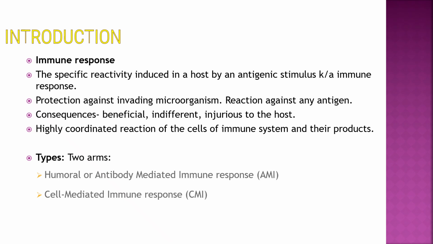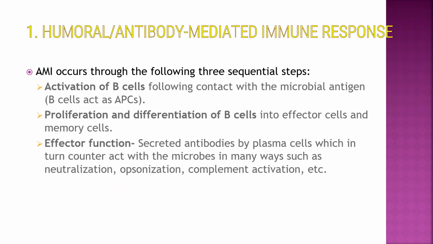There are two types: humoral or antibody mediated immune response, and cell mediated immune response. Humoral or antibody mediated immune response occurs through three steps. First, activation of B cells following contact with the microbial antigen. B cells act as APC, antigen presenting cells. Second, proliferation and differentiation of B cells into effector cells and memory cells. Third, effector function: antibodies are secreted by plasma cells, which in turn counteract the microbes in many ways, such as neutralization, opsonization, complement activation, etc.